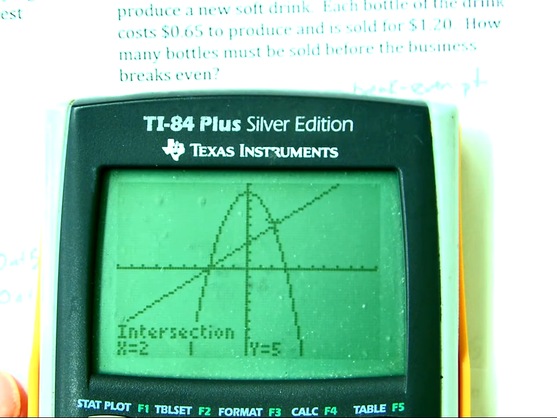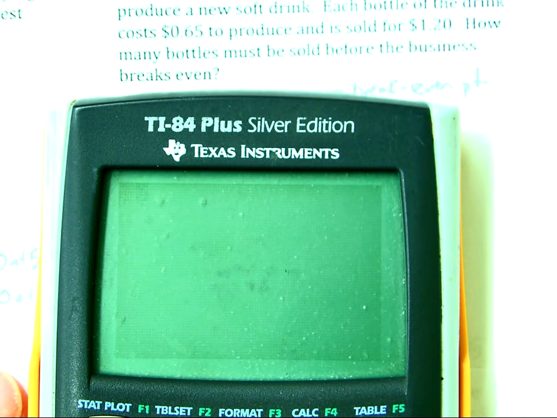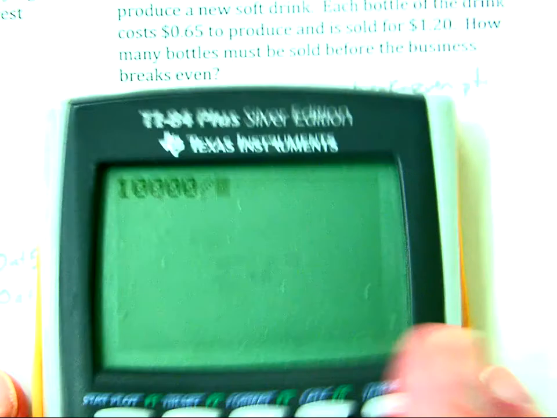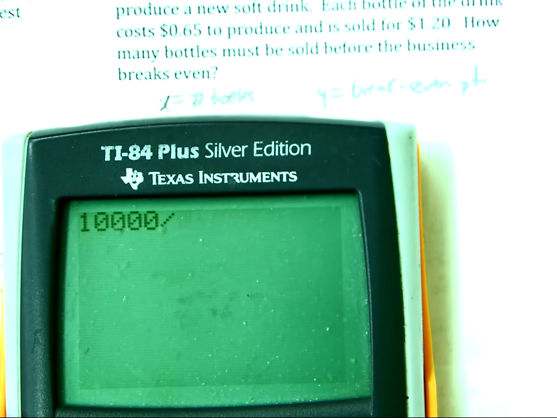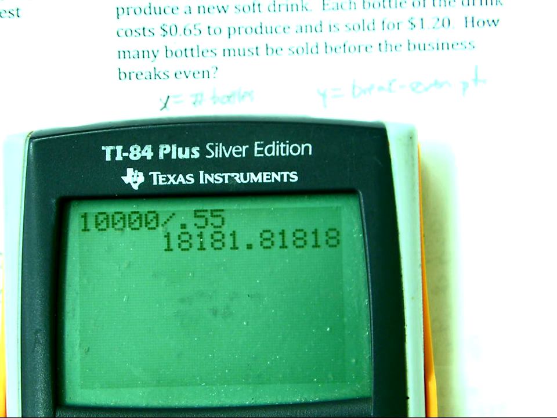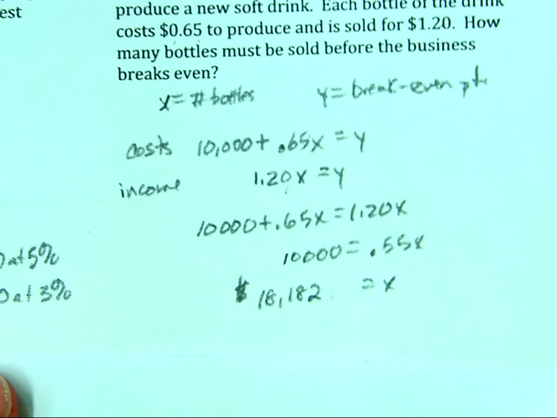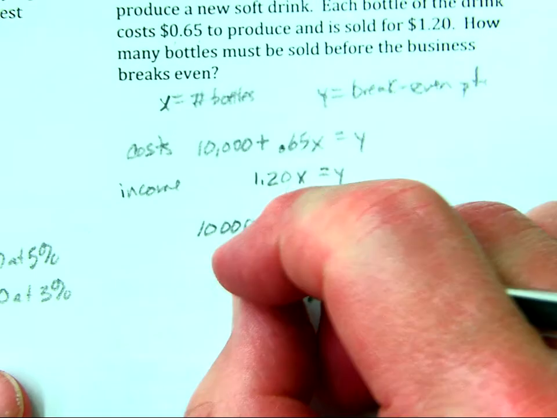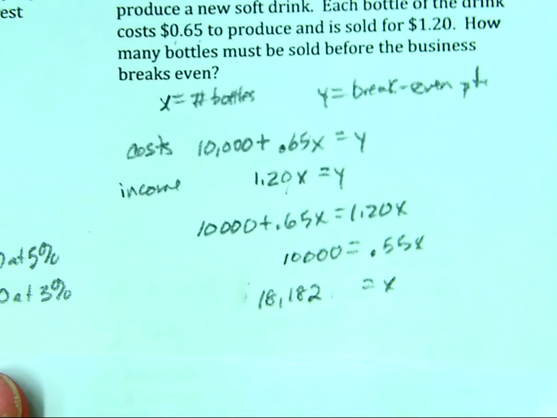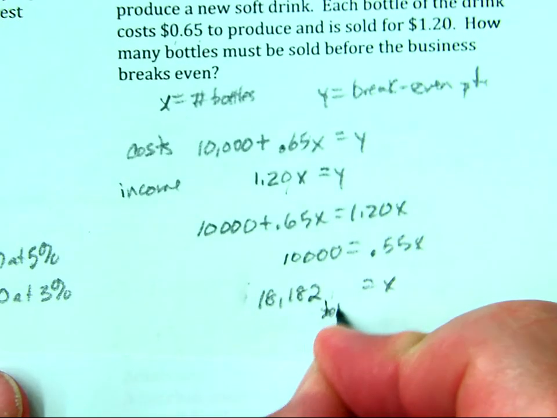If I take 10,000 divided by 0.55, I get 18,181.8. So I just rounded it up to 18,182. Well, that's not dollars, sorry. That's that many bottles. If we sell that many bottles, that's our break-even point.